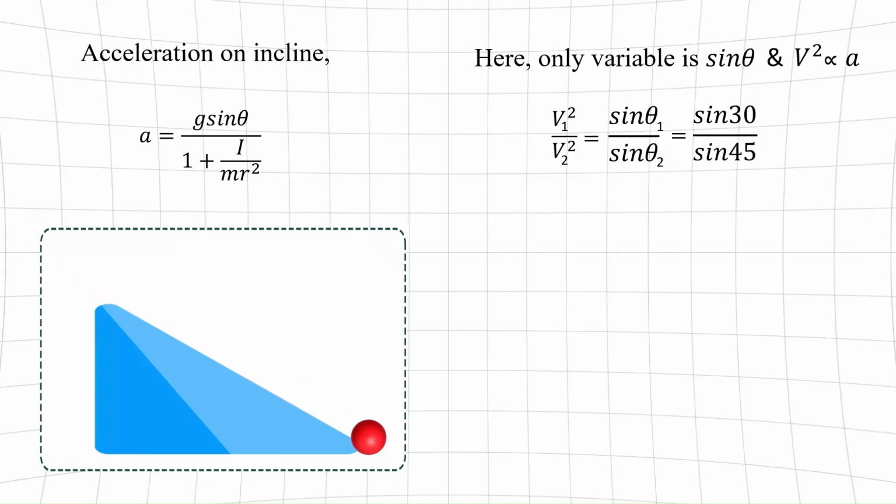Let's apply the values of the inclination angle and calculate the basic math. So the final answer is v1 squared upon v2 squared is equal to 1 by root 2.